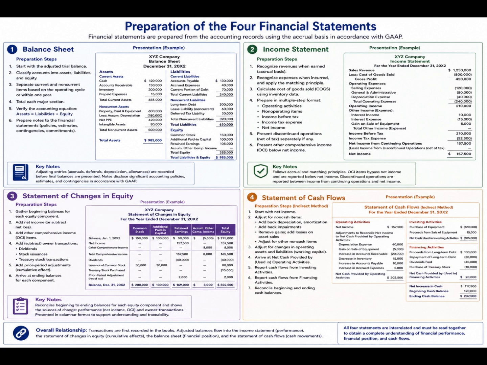Notes disclose accounting policies and significant estimates in accordance with GAAP. Income statement preparation follows accrual and matching principles. Revenues are recognized when earned, and expenses when incurred.